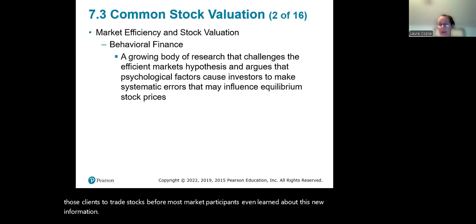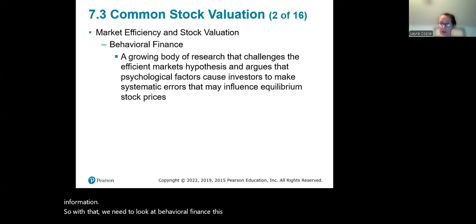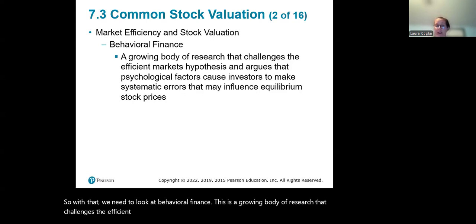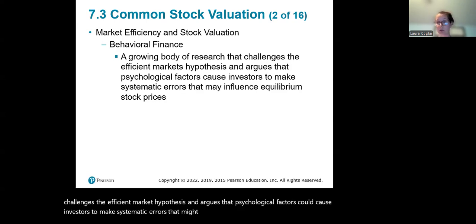So with that, we need to look at behavioral finance. This is a growing body of research that challenges the efficient market hypothesis and argues that psychological factors could cause investors to make systematic errors that might influence that equilibrium for those stock prices.